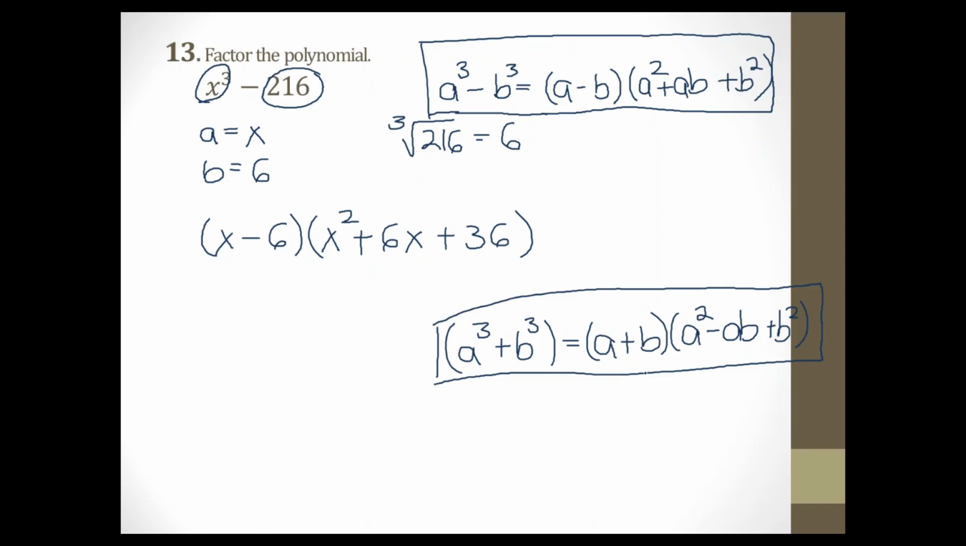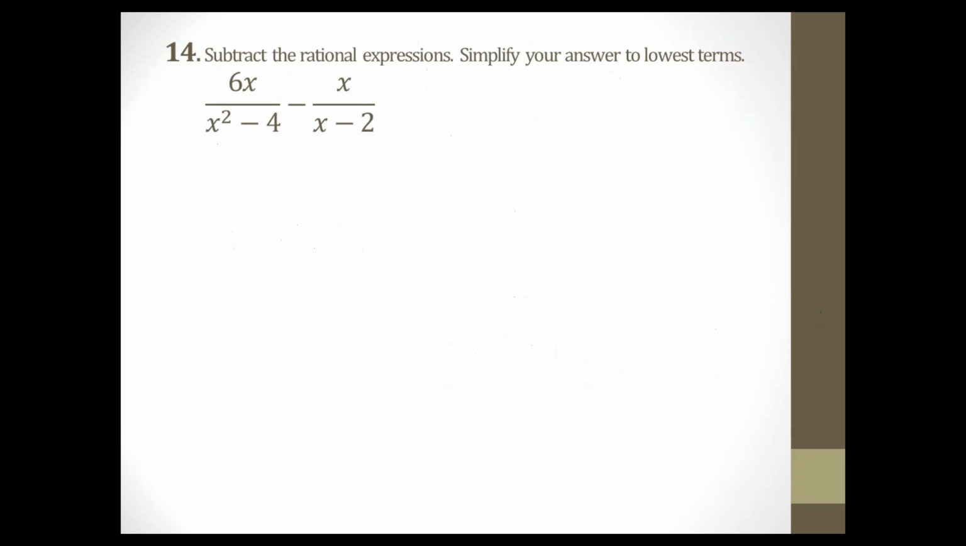Let's move on to the next question, which is: subtract the rational expressions and simplify your answer to lowest terms. Okay, so these are nothing else than fractions, and when we're adding or subtracting fractions, we need the same common denominator. In this case, they are different, so we need to identify the least common denominator. To do that, this side is not in factored form, so let's first factor this side.